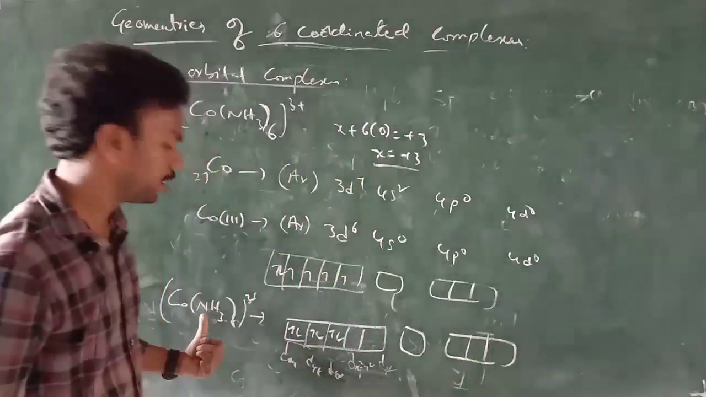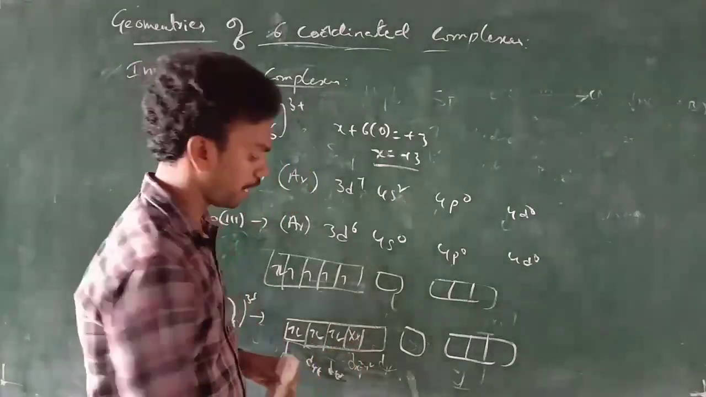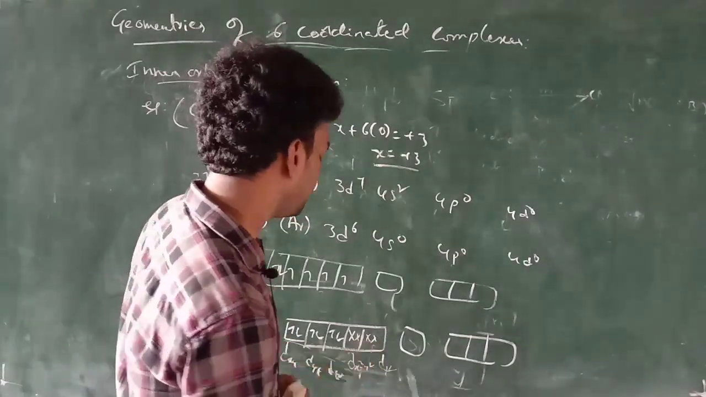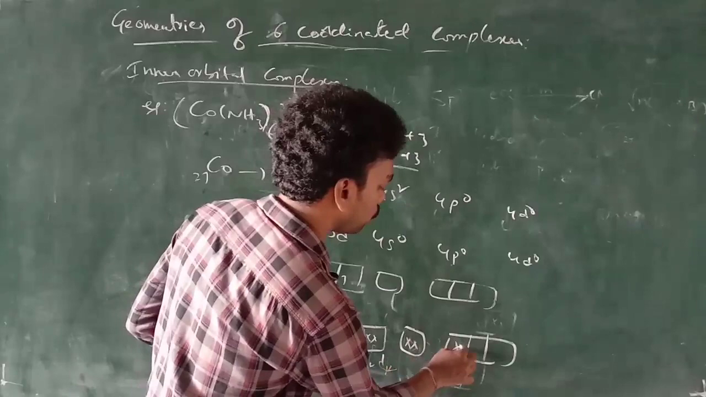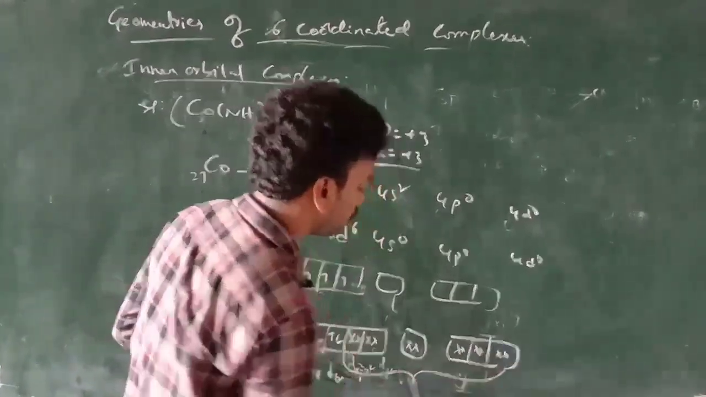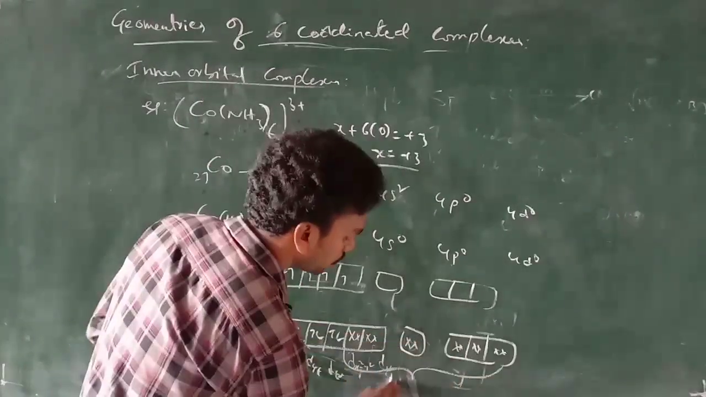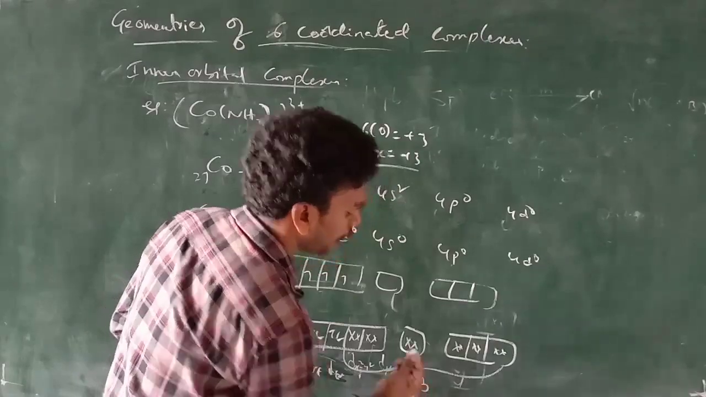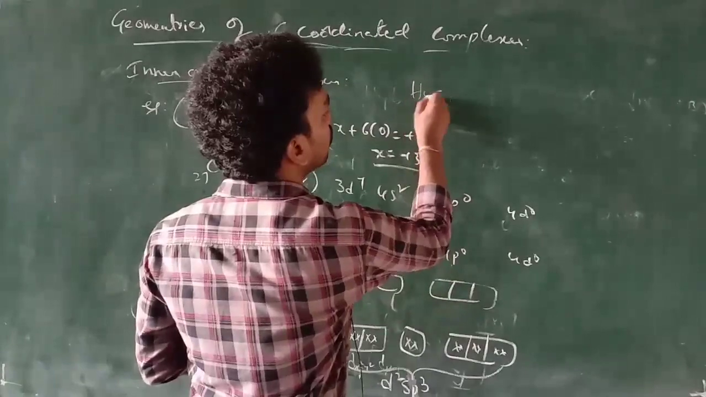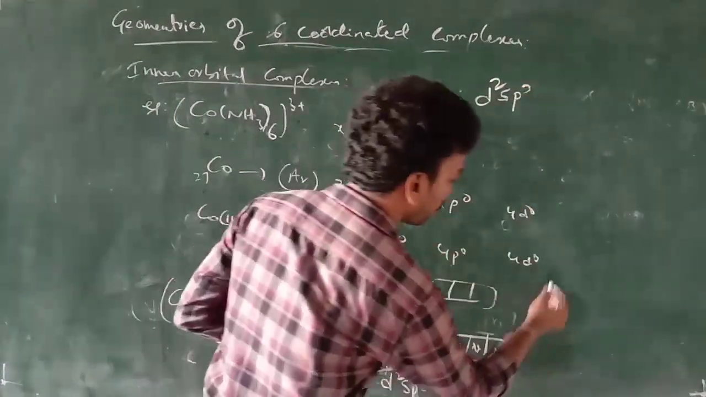One ammonia donates its lone pair of electrons into the dx²-y² orbital. The second ammonia donates its lone pair to the dz² orbital, and likewise the third, fourth, fifth and sixth. So 2 d orbitals, 1 s orbital, and 3 p orbitals. Overall, d2sp3 hybridization.